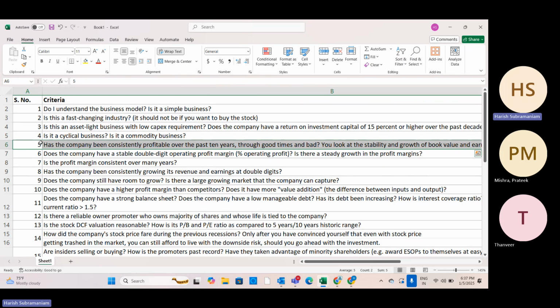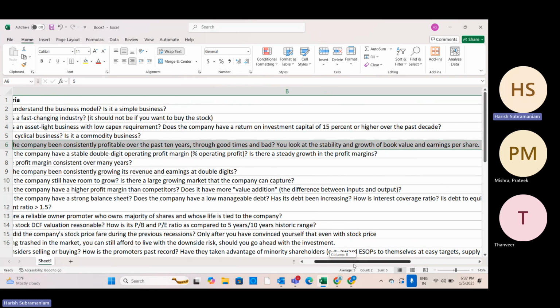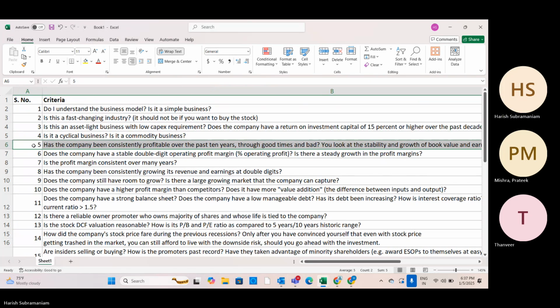Now let's look at the next criteria. Has the company been profitable over the past 10 years through good times and bad? Okay. So now it is not entirely necessary that the company has to be profitable. I have also bought companies which become loss making during a down cycle and then they again become profitable in up cycle and then I will sell it in the up cycle. I have also done that.